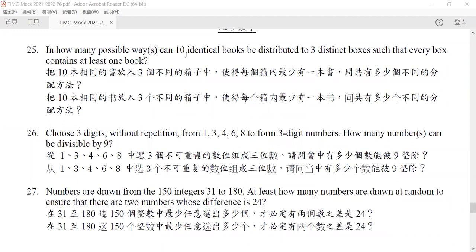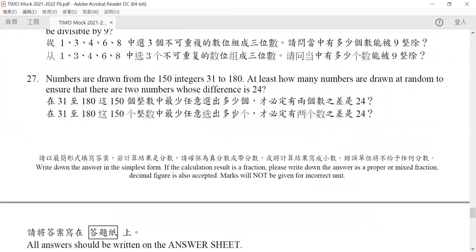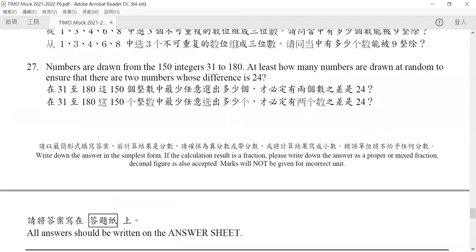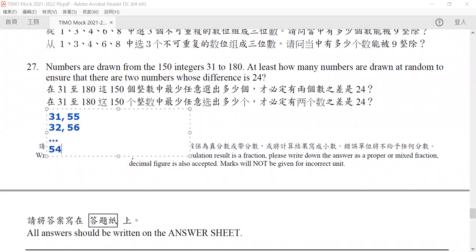Okay, so for our 27, I draw numbers so that the 2 numbers are different. So in here, we know that if 2 numbers differ by 24, for example, it will be 31 and 55, 32 and 56, and so on and so forth, up until 54 and 78.